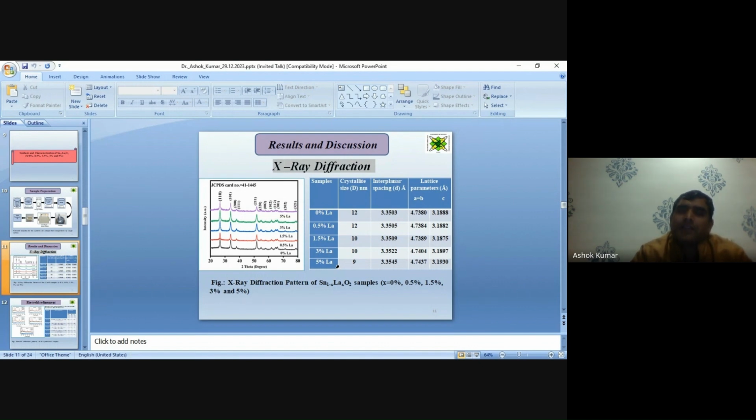Lanthanum has a larger ionic radius as compared to the Sn ion, so there is expansion in the lattice. This expansion causes the creation of defects in the lattice, and these defects are responsible for the improvement in the properties of these materials.